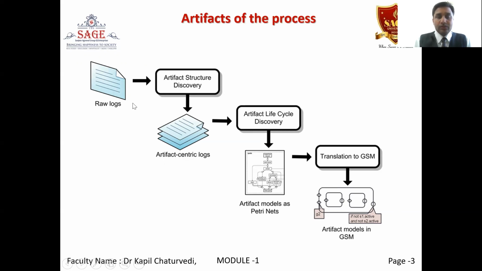Here we have raw logs. It means we have raw data, and we are making different kinds of documents from it. Here we are using the terms artifacts structure discovery and artifacts lifecycle discovery. It means here we will prepare the documents related to the project design and implementation. And in these steps, we will prepare the documents related to the life cycle of our project. So basically, this is the practical thing.